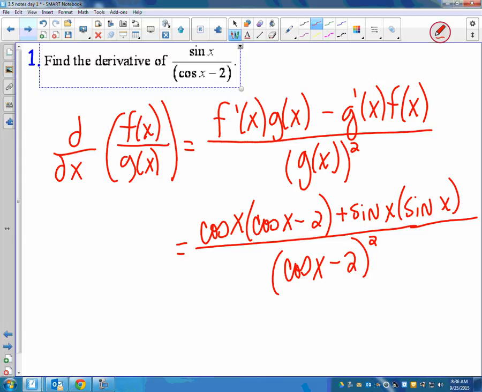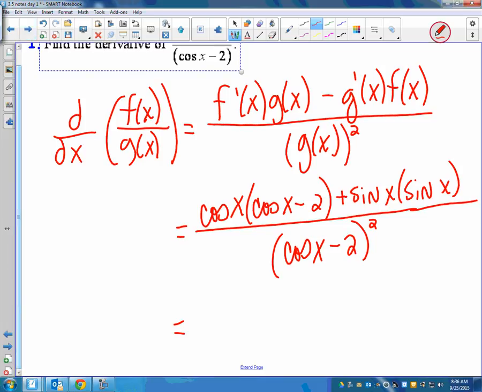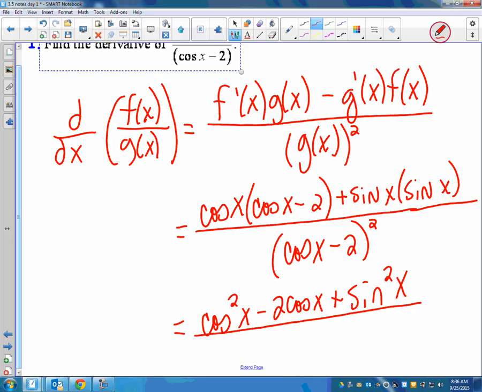Good work, guys. You think we should leave our answer like that? Yep. What's calculus? We know how to do it. We've done enough calculus. So we can say cosine squared, right? Cosine times cosine is cosine squared, just like x times x is x squared. And that would just be minus 2 cosine x plus sine times sine is sine squared, all over cosine x minus 2 squared. And I'm just gonna leave that on the bottom.